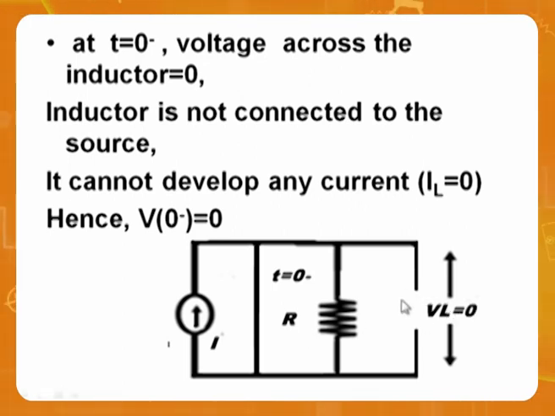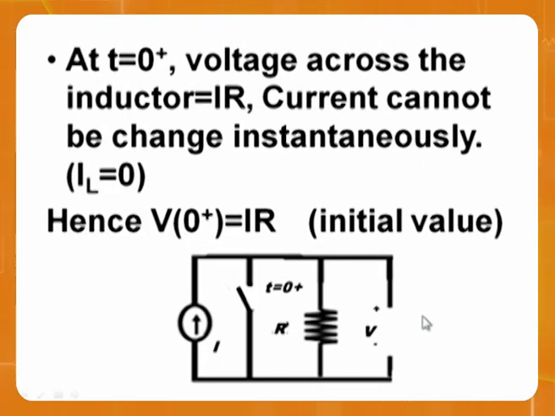You may think it is an open circuit, so voltage has to be something, but because this is a short circuit, the same short circuit is going there. Now at t equals 0 plus, what I have been telling: this is an inductor, the switch was open, and the inductor cannot change its current instantaneously. When the inductor cannot change current, what will happen altogether?